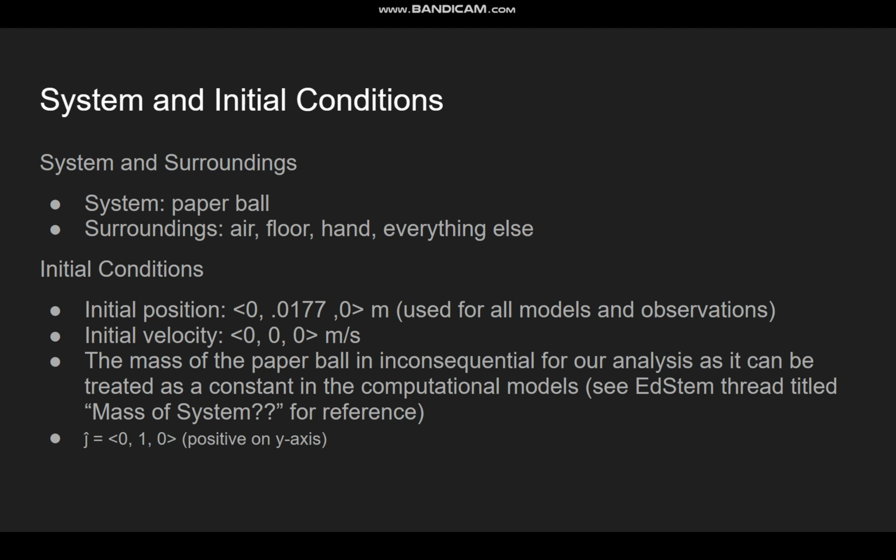System and initial conditions. Our system is our paper ball, and our surroundings are air, floor, hand, and everything else. Initial conditions are 0.0177 meters in the positive y direction, which was used for all models and observations to maintain consistency. Our initial velocity is 0 meters per second. The mass of the paper ball is inconsequential for our analysis, as it is treated as a constant. You can see the EdStem thread for reference. j hat is right here.